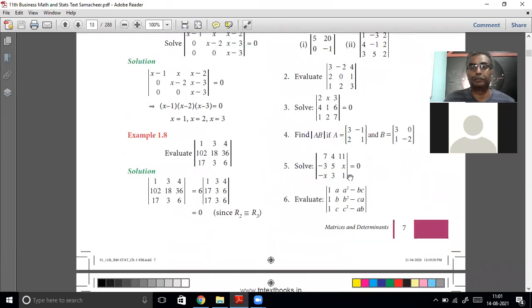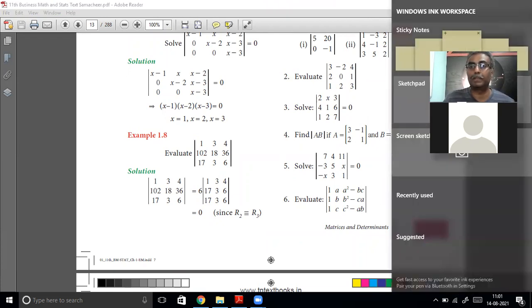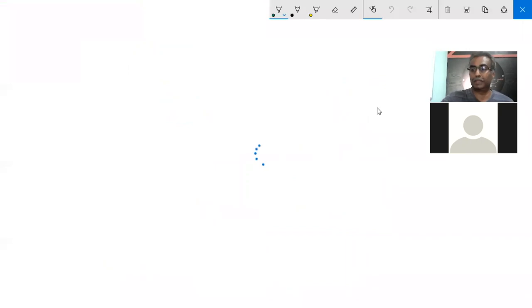The fourth sum: separately you have calculated the determinant for A, separately for B. But actually, multiplication may not be commutative. In this case, minus 31 is the right answer. But how you should actually do it is, let us see.